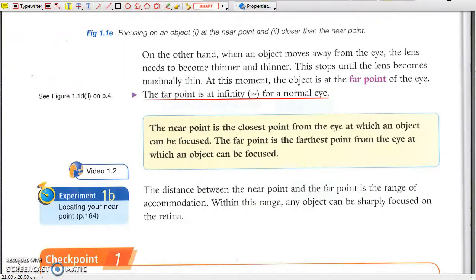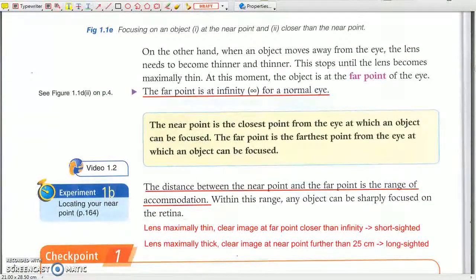However, it is not uncommon that some people's eyes cannot focus on distant objects or near objects for various reasons. For example, when an eye lens is maximally thin, the distance of the object that produces a clear image is at the far point of the eye. For the healthy eye, the far point is at infinity. For a short-sighted eye, the far point is closer than infinity.